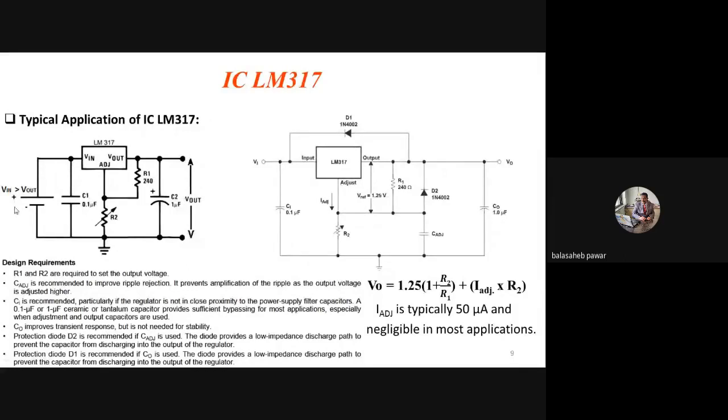Now about these two shown capacitors, C1, at the input parallel to the unregulated DC, should be 0.1 microfarad, and at the output it should be 1 microfarad. These two capacitors are used to improve the transient response. Right. Again, this C1, the 0.1 microfarad capacitor, is mostly preferred if the unregulated DC voltage is at a long distance from this regulator IC. The distance affects the transient, and that's why, if the unregulated DC is at a long distance from our regulator IC, then we should prefer this C1 capacitor to improve the transient response.